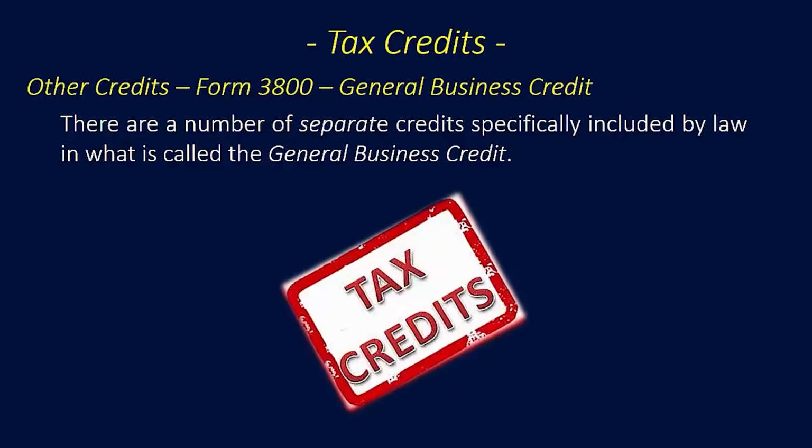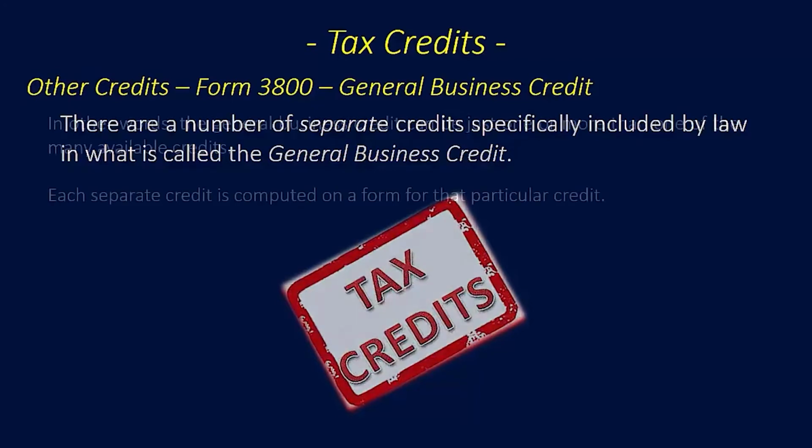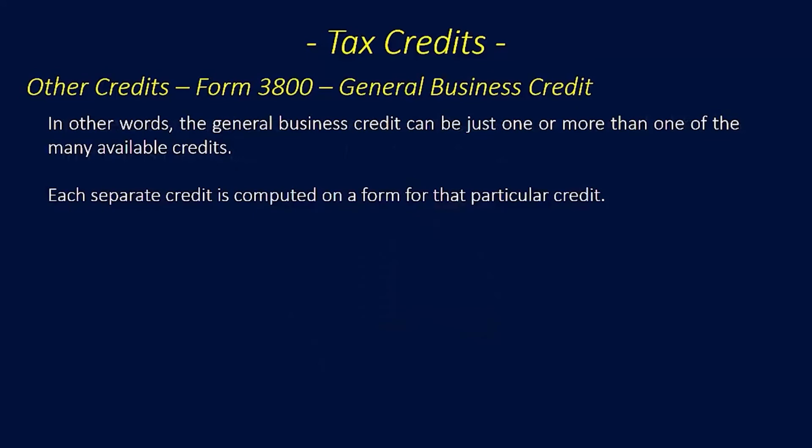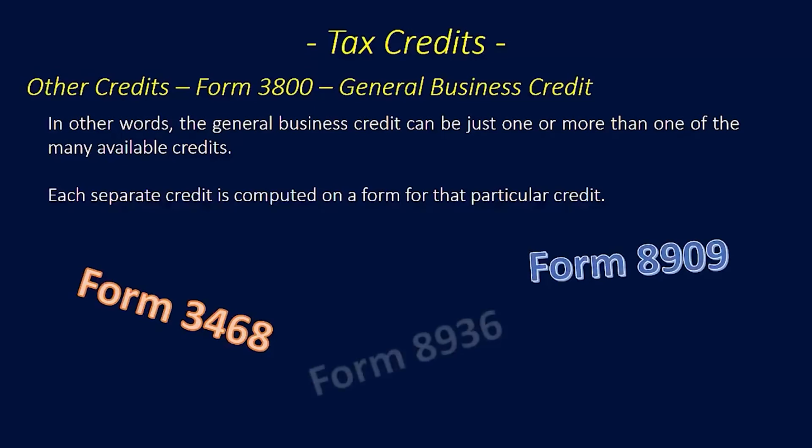There are also other credits found on Form 3800, the General Business Credit Form. There are a number of separate credits that are specifically included by law in what is called the General Business Credit. In other words, the General Business Credit can be just one or more than one of the many available credits. Each separate credit is computed on a form for that particular credit.